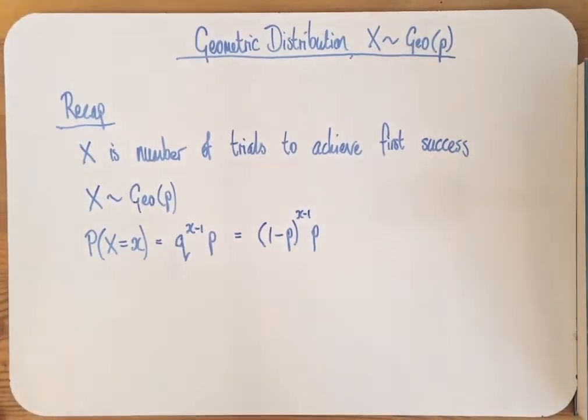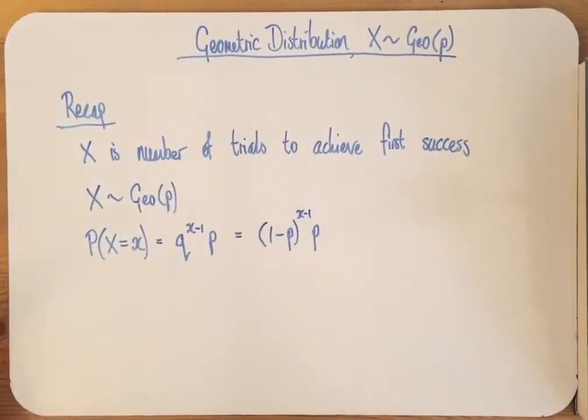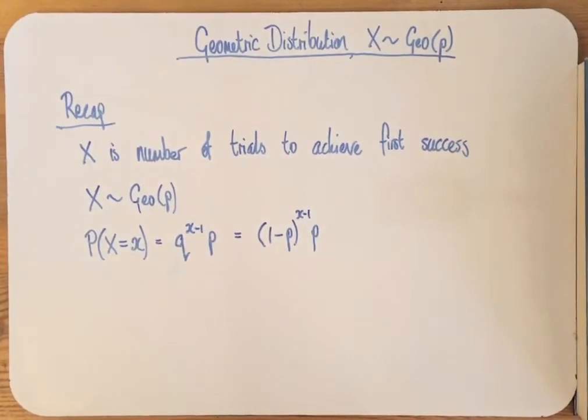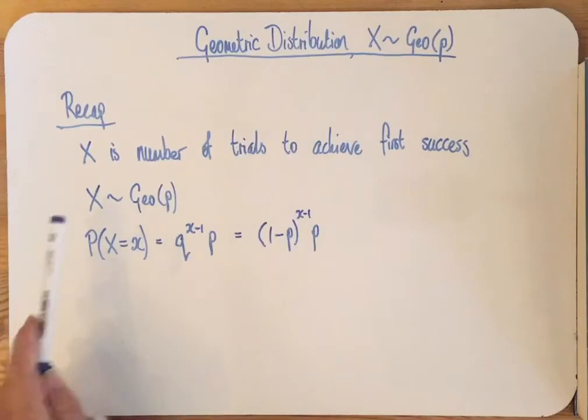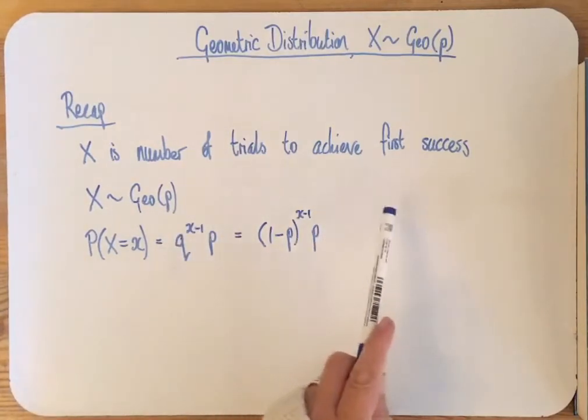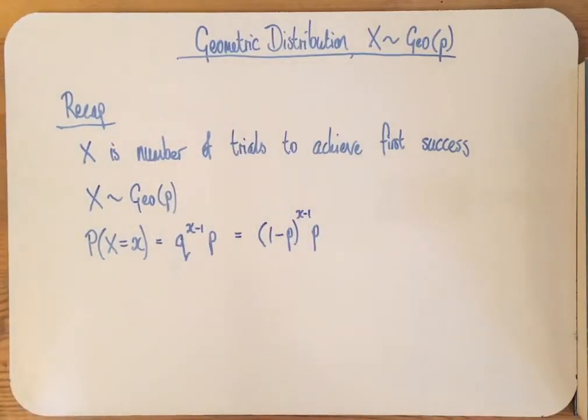Okay, probability generating function for the geometric distribution. We've done this quite recently, but quick recap. If x is the number of tries to achieve the first success and the probability of success is a constant, then x is geometrically distributed. Probability of success is p.